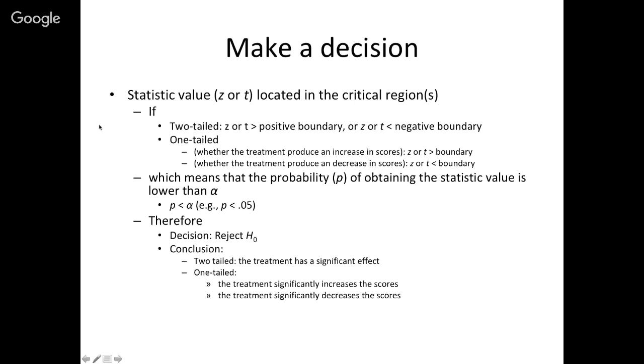If not, meaning p is greater than alpha, then we make the decision not to reject H0, and there's no significant effect, no significant increase or no significant difference.